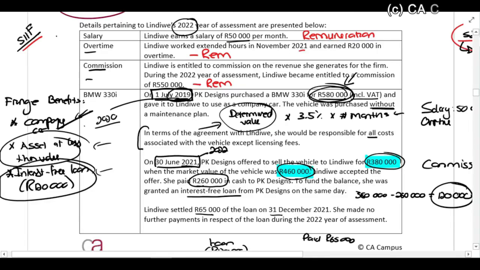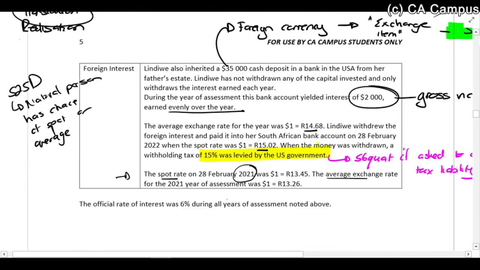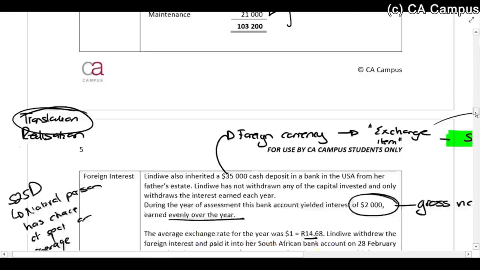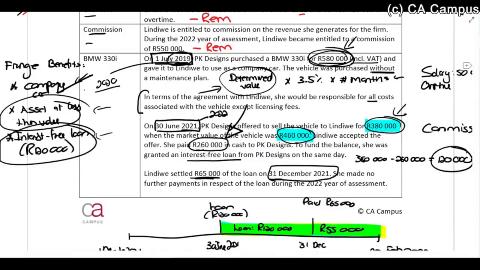Now, interest-free loan, 120,000. Remember, we wanted to pay 380,000. We had 260,000 in cash, so we got a loan of 120,000. Up until the 31st of December, it was 120,000. Then we paid 65,000 rands of the amount. So for Jan and Feb, it was lower, and the official rate of interest is 6%. Now remember, guys, if the repo rate was given to us as being 5%, you'd have to add the 1% to get the official rate of interest. The official rate of interest is always the repo plus 1%.